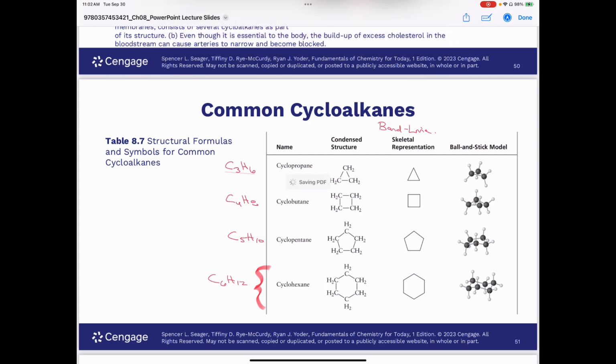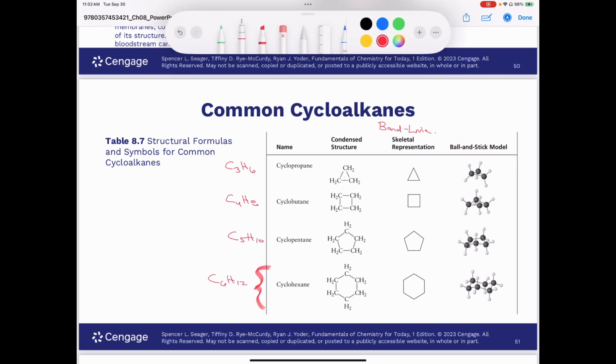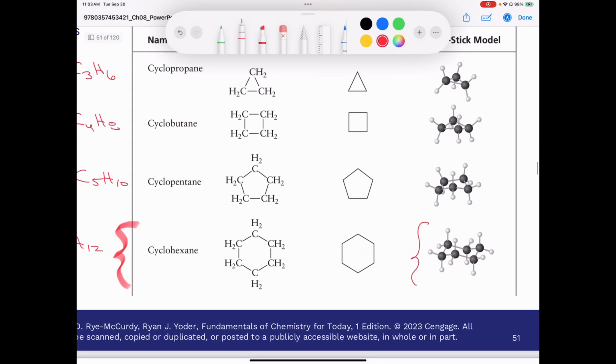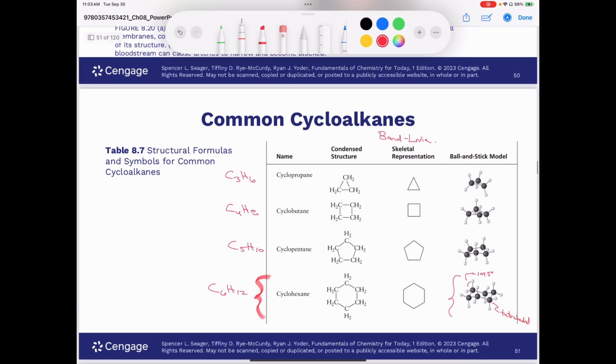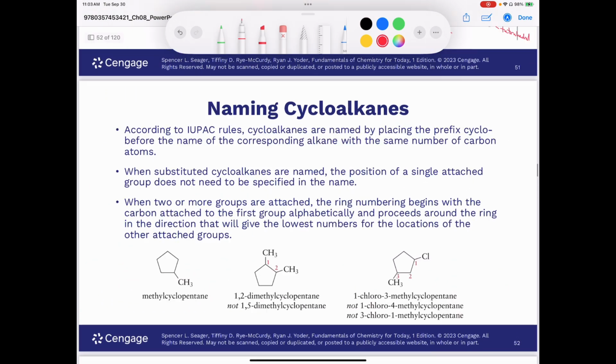It's actually kind of fun to make models of these molecules, because once you get to cyclohexane, it's the only cycloalkane where all of the carbons are perfectly tetrahedral. They all have that bond angle of 109.5 degrees that we see in the tetrahedron. And that's what makes cyclohexane so important to us as chemists.